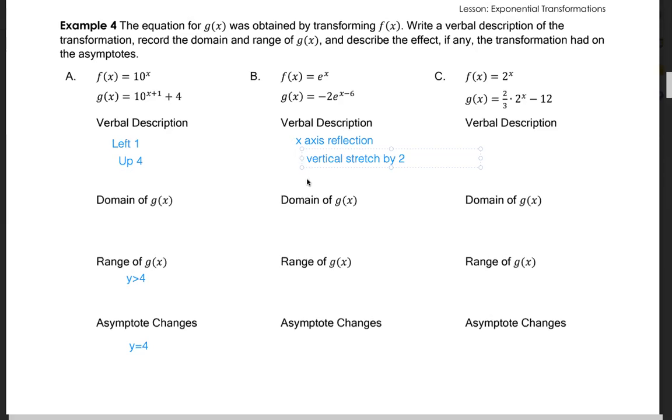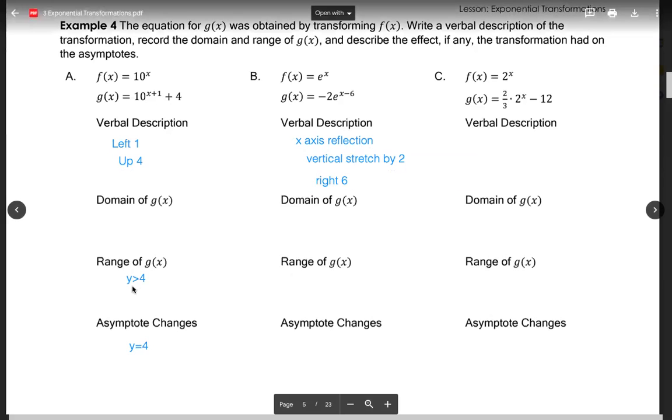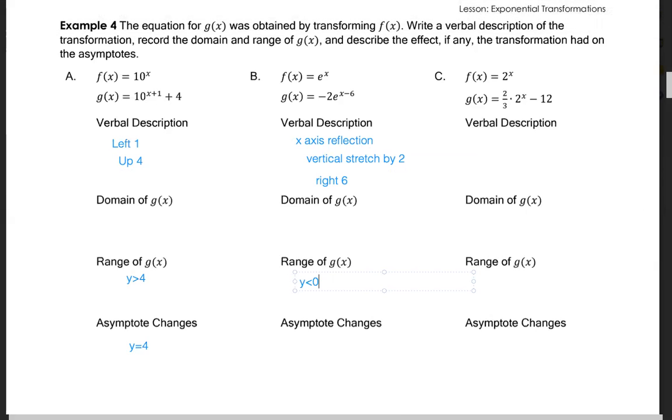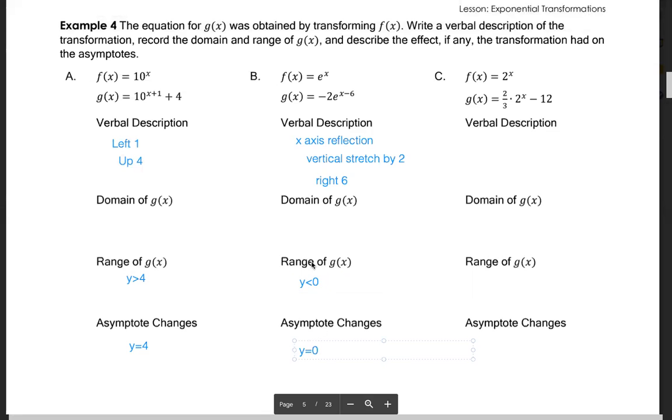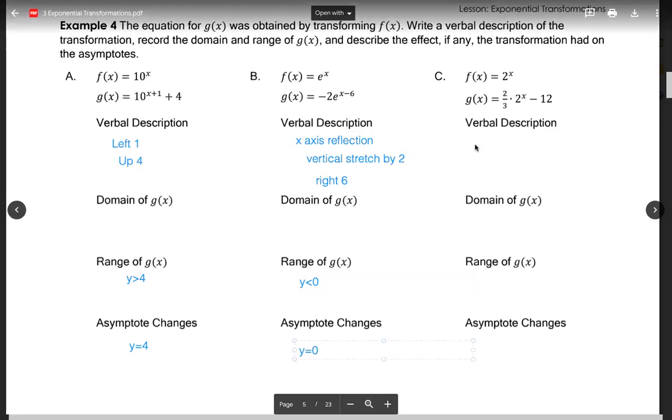Okay. And then you got the x minus 6 up top. So that's actually right 6. Okay. Domain's not going to change. This time the range, because we did an x-axis reflection, basically all you do is whatever this sign is, you would flip it. So now it would be y is less than. There wasn't an up or down shift. Same thing here with my asymptote. Be y equals 0 because there was no change. That number doesn't change. The only thing that changes is our sign, again, because it was an x-axis reflection.